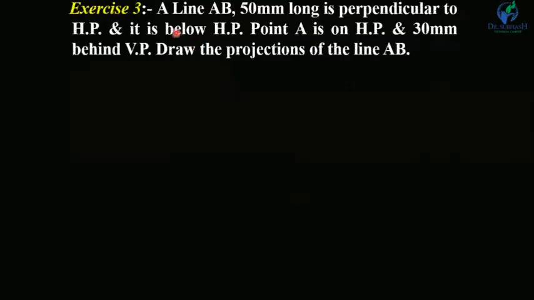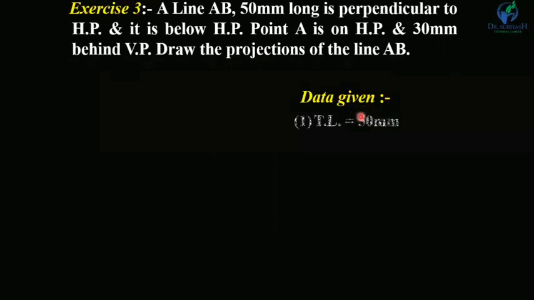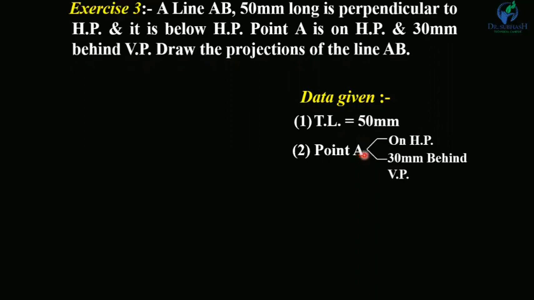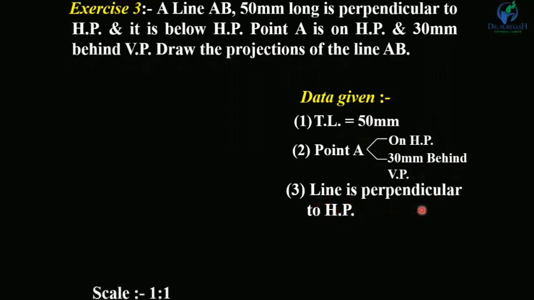Now one exercise. A line AB 50 mm long is perpendicular to HP and it is below HP. Point A is on HP and 30 mm behind VP. Draw the projections of line AB. First of all, true length is equal to 50 mm. Point A is on HP and 30 mm behind VP. Line is perpendicular to HP.